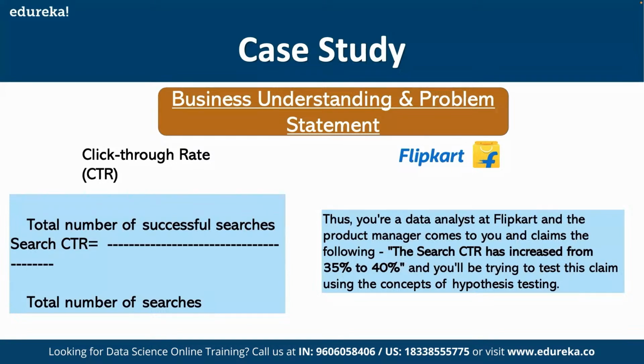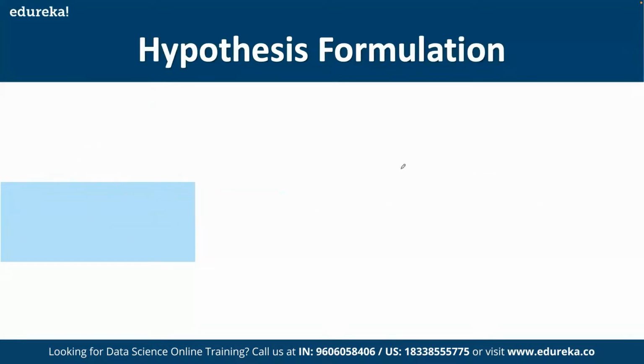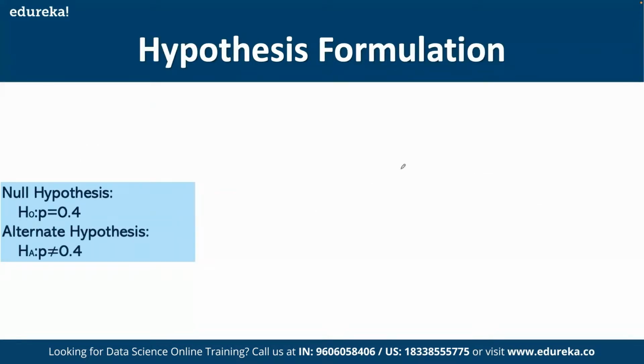In order to check that, you are going to perform hypothesis testing. The formulation of the hypothesis test is something like this. First, you define the null hypothesis and the alternate hypothesis. The null hypothesis says that there's a 40% CTR, that is, P is equal to 0.4. And the alternate hypothesis is P is not equal to 0.4.